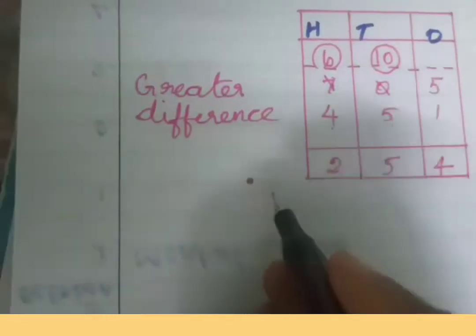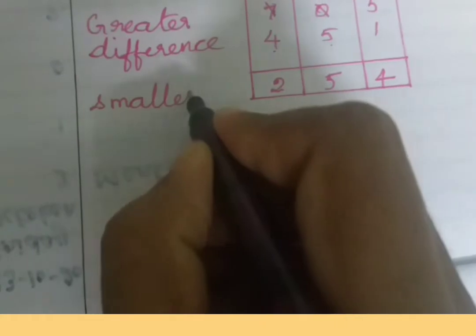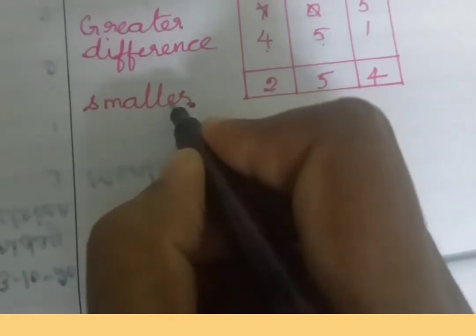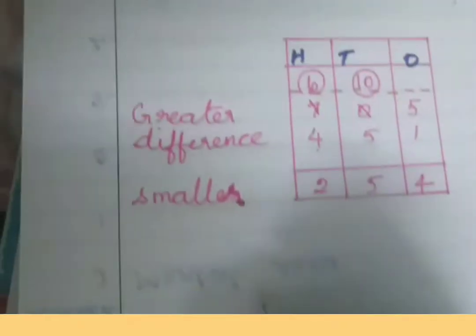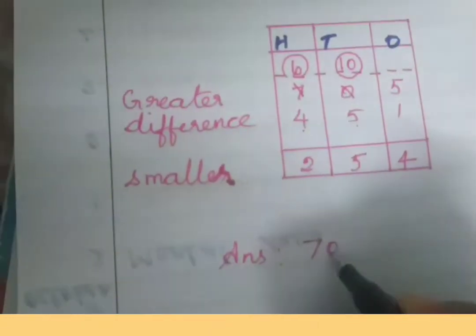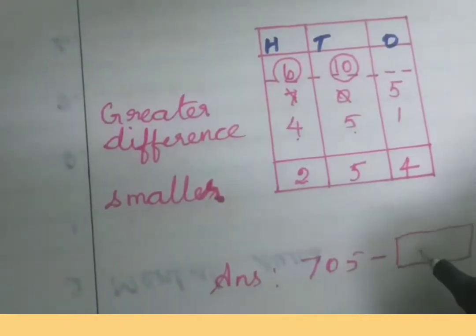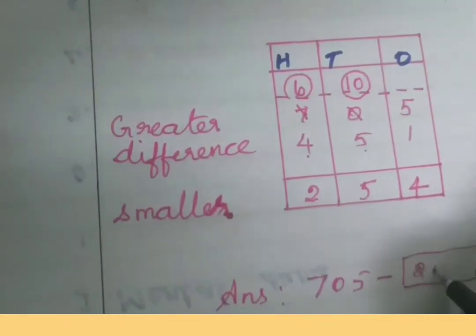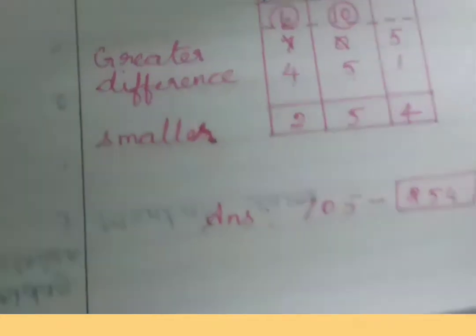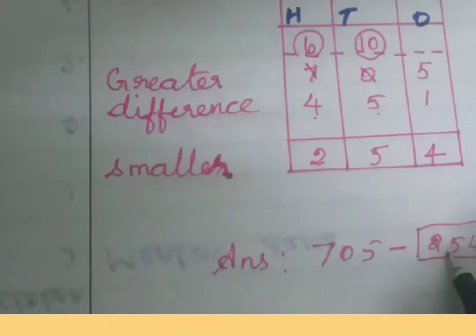So the answer is the smallest number, isn't it? Here the answer is smaller. So the answer is 705 minus 254 equals 451. So this is the answer.